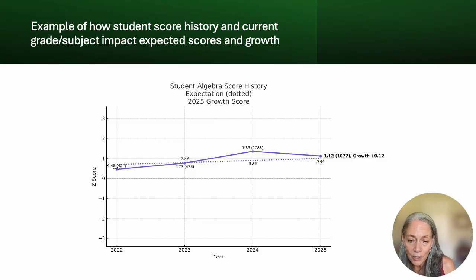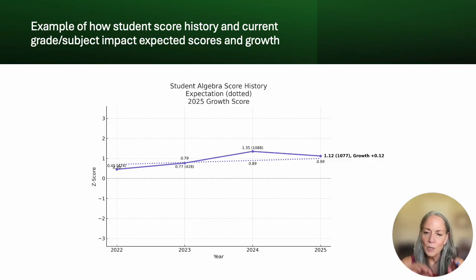So when you look at the 2025 score, you can see the student had a z-score of positive 1.12, which is down from their z-score before. They also have a scale score of 1,077, which is down from their scale score of 1,088. Now, what you don't see on here, because I forgot to label it, is that this is a higher grade level. So it looks like the student has had an ACT Aspire since 2022. So this would be at least a 6th grade student.